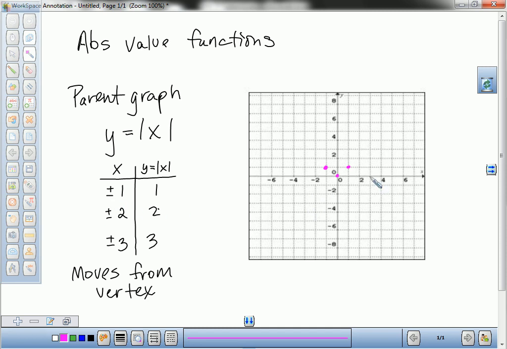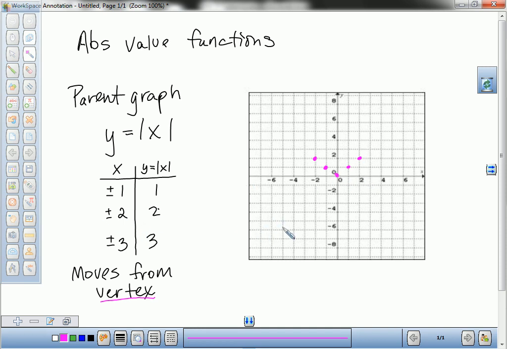And then plus or minus 2. If I go right 2, I go up 2. If I go left 2, I also go up 2. Now these are always moves from where? The vertex. So we always go back to our vertex before we start making this second move.